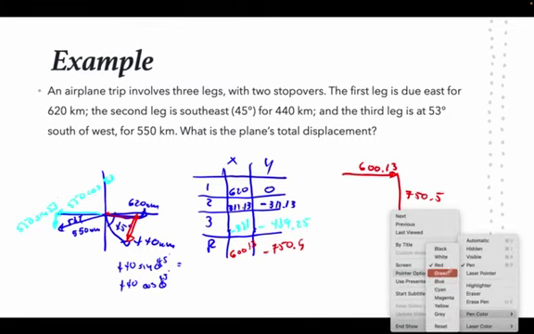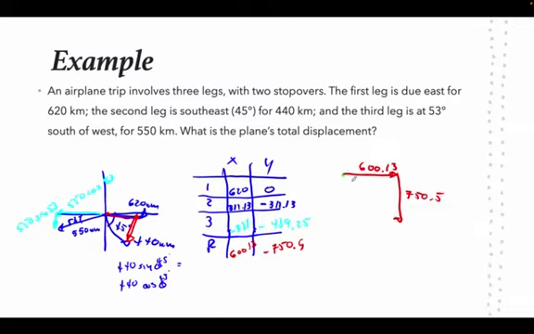And the plane's total displacement will be from this point to this point with this angle. So the resultant displacement is going to be equal to 750.5 squared plus 600.13 squared, and then square root of that. That will be 960.94 kilometers positive.